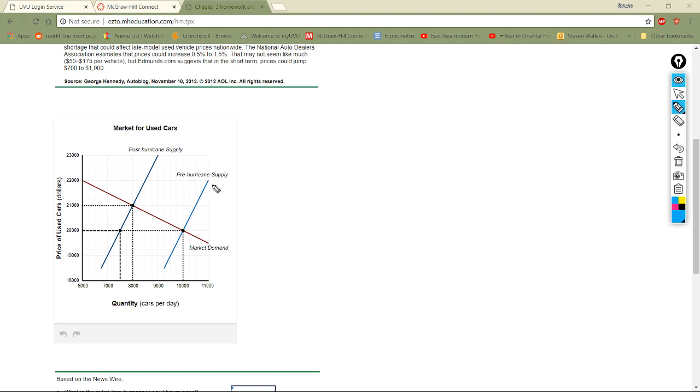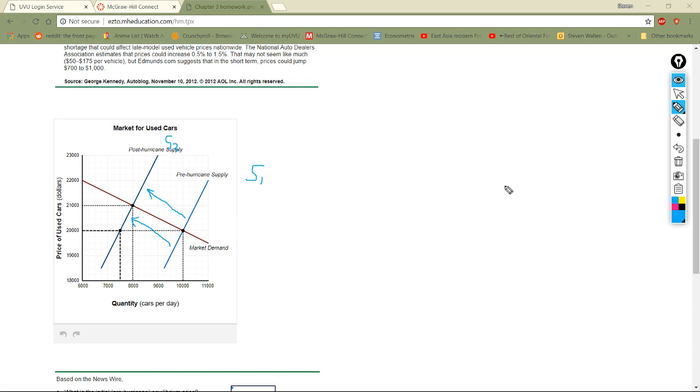The difference, though, is what? Pre-hurricane is here, so we'll call this supply 1. Post-hurricane is here. This is supply 2. This is what our supply changes to, okay? So our supply is going backwards. Why are we losing supply? Because the hurricane came and destroyed everything. So if the hurricane destroys your factories and your infrastructure, you're going to have a harder time supplying stuff. And if it destroys the actual cars themselves, then there's just not that many on the market, okay? So we're seeing a backward shift in supply. Supply is being reduced due to the hurricane.